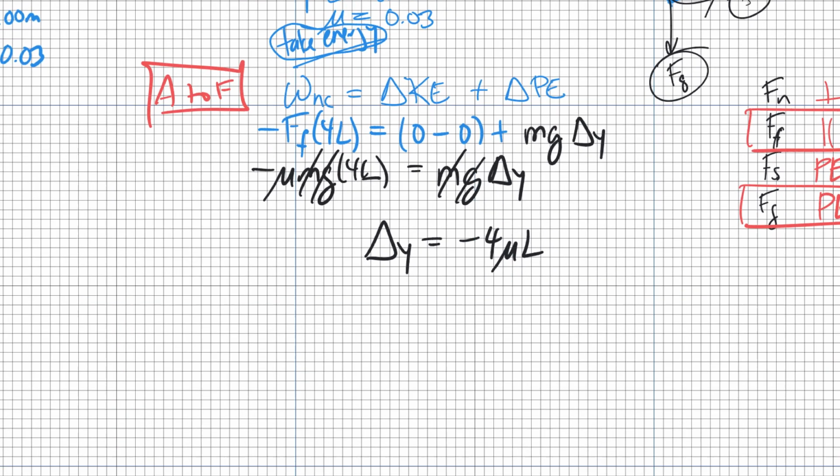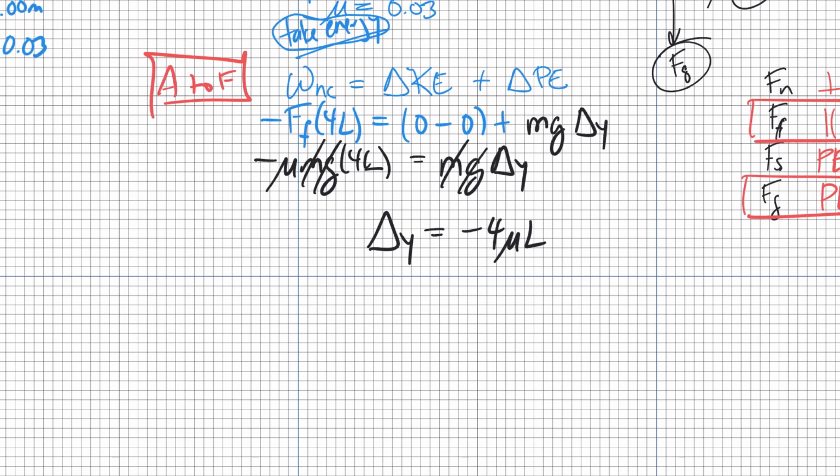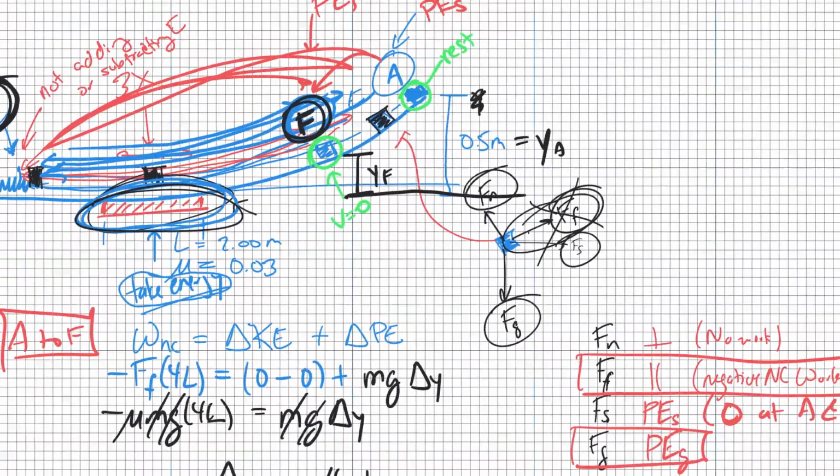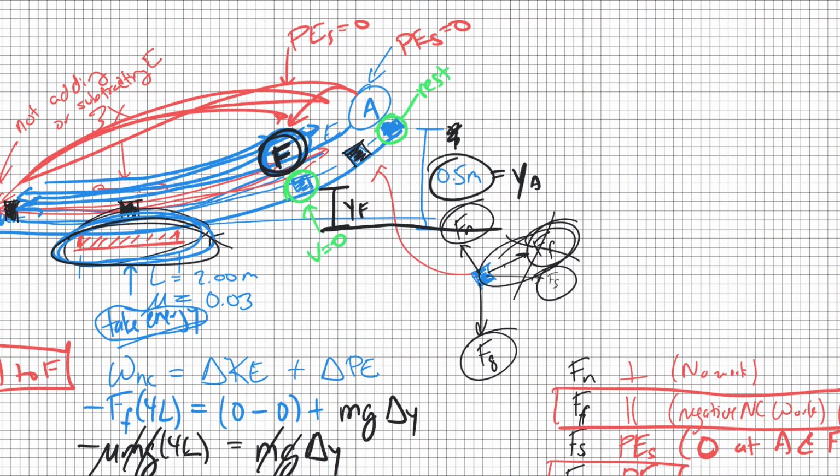All right, so there's 2 ways you can do it, maybe not obviously. You can plug in right now and say delta y equals negative 4 times 0.03 times the length of the patch, which was 2 meters. 4 times 2 is 8, times 3 is 24. So negative 0.24 meters. And then you go up here and look at it and go, okay, well, we started at 0.05.